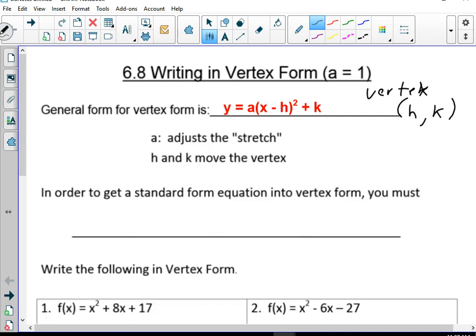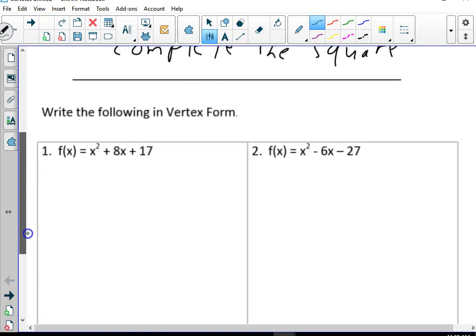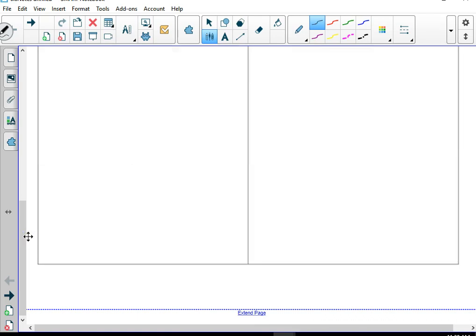So in order to get a standard form equation into that vertex form, you must complete the square, which we've already done. And this is why we learned how to complete the square, or at least why we practice them.